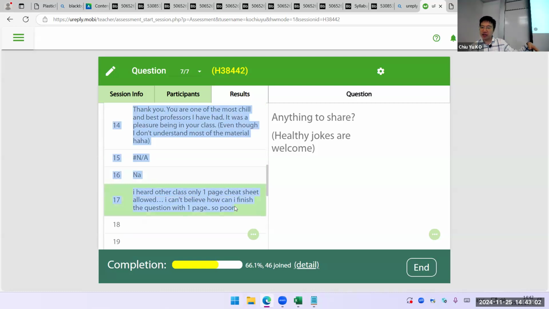Yes, you can have as many cheat sheets as you want. The only thing is you cannot share, because I don't know whether you wrote the answer yourself. So that's why I don't have multiple choice. Otherwise, it's easy to cheat.